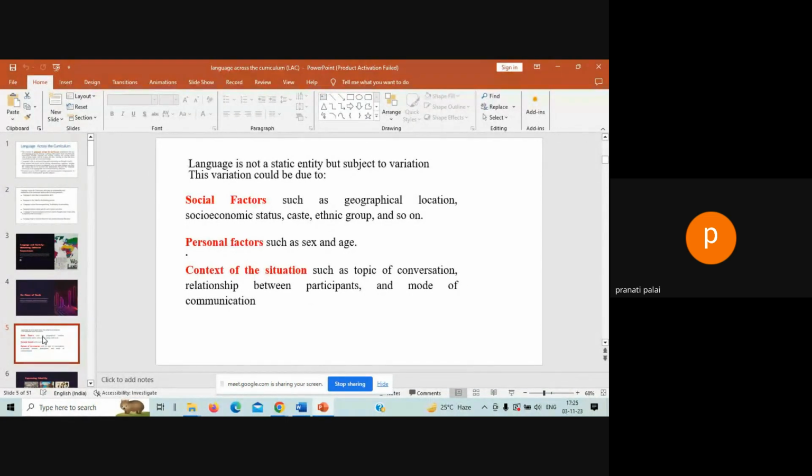Similarly, with age, older people use a particular kind of language, and younger people also use a particular kind of language. Next is the context of the situation, such as topic of conversation, relationship between participants and mode of communication. If the topic is informal, suppose we are talking with our friend, the conversation will be more informal than if we are talking with our colleagues, classmates, our principal or teachers, where it is more formal.